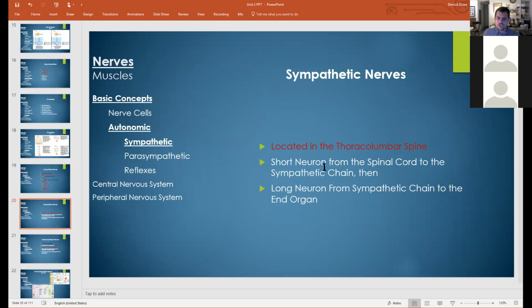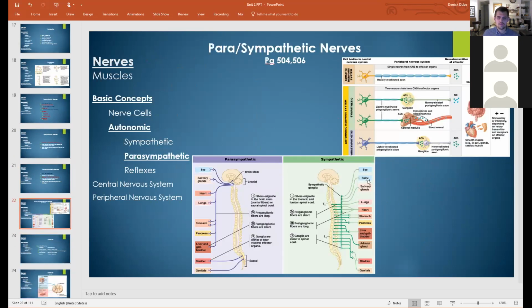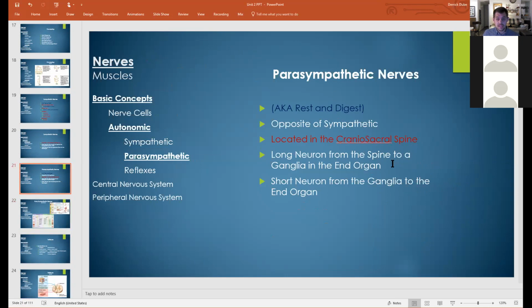Okay. These are going to have a short neuron coming from the spinal cord that goes to the sympathetic chain, and then a long neuron from that chain to the end organ, and we'll go over that. Whereas parasympathetic is, oh, look, the thoracolumbar spine. What isn't the thoracolumbar spine? The craniosacral spine. All right, so it's going to come out of those areas.